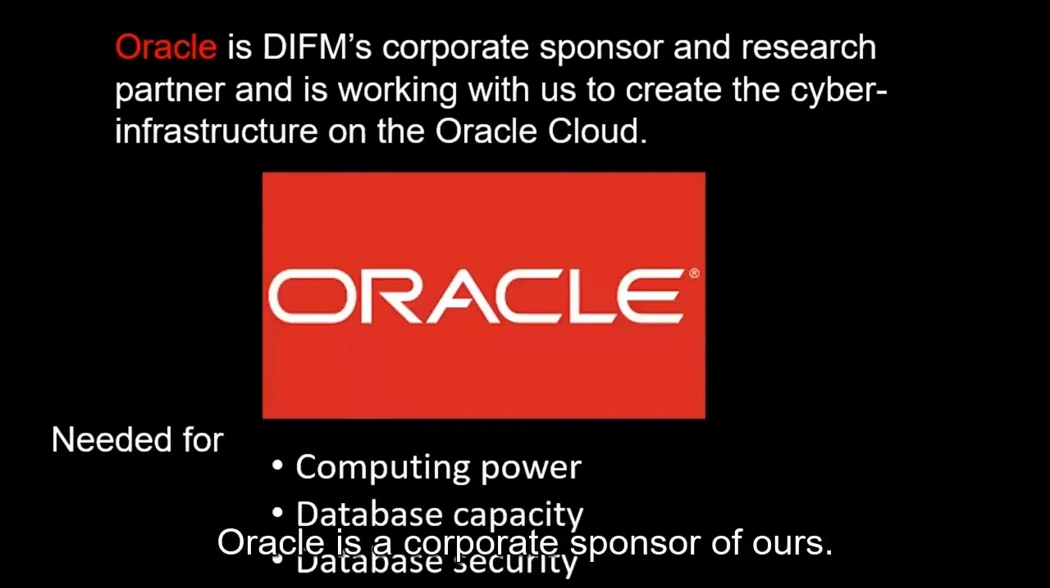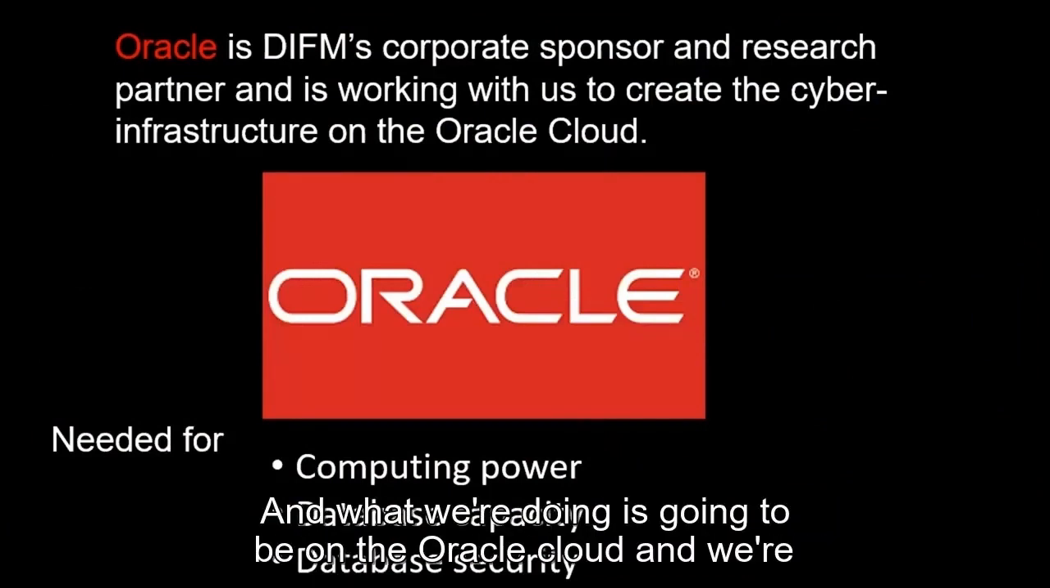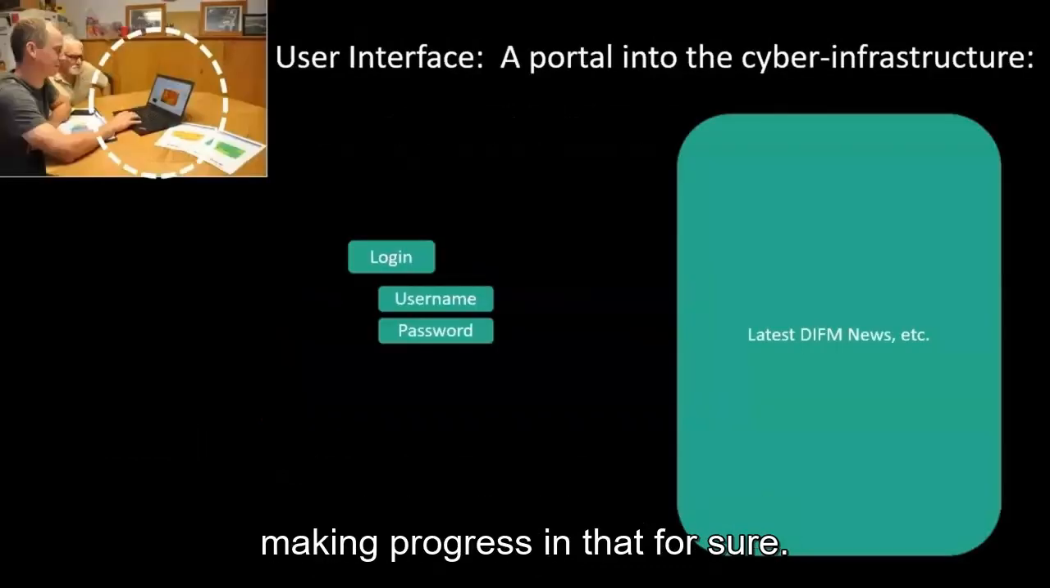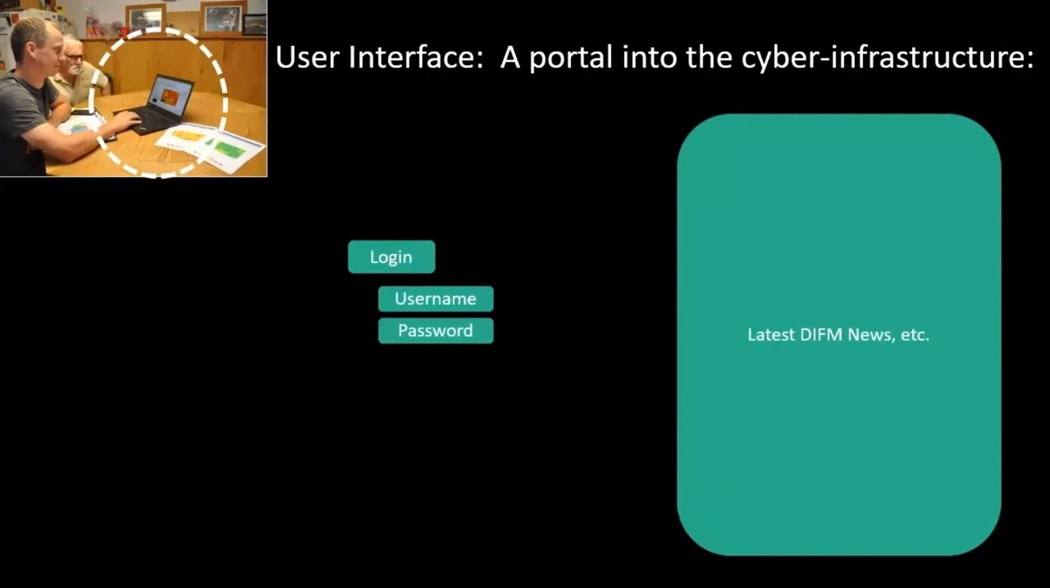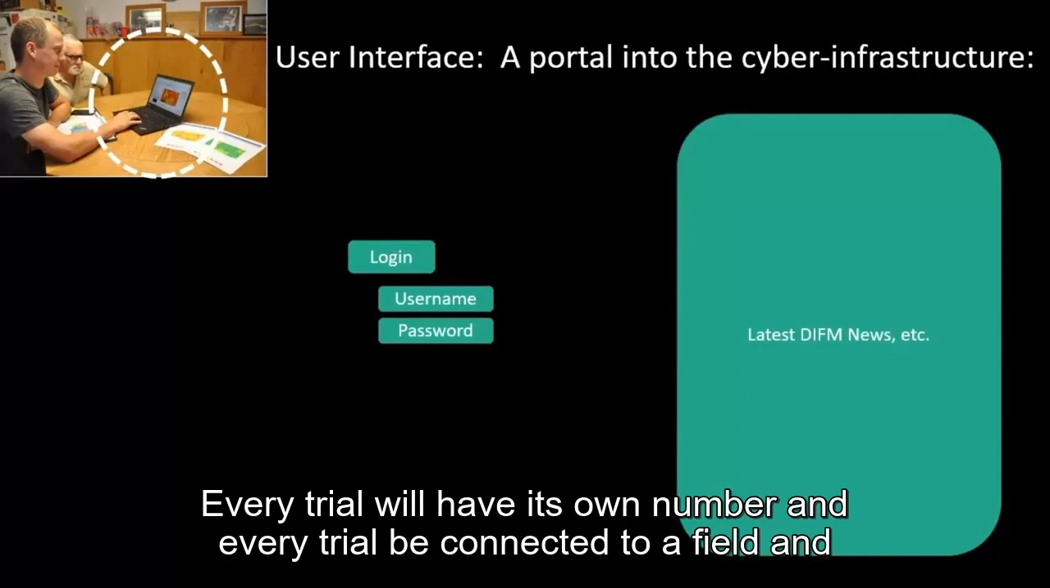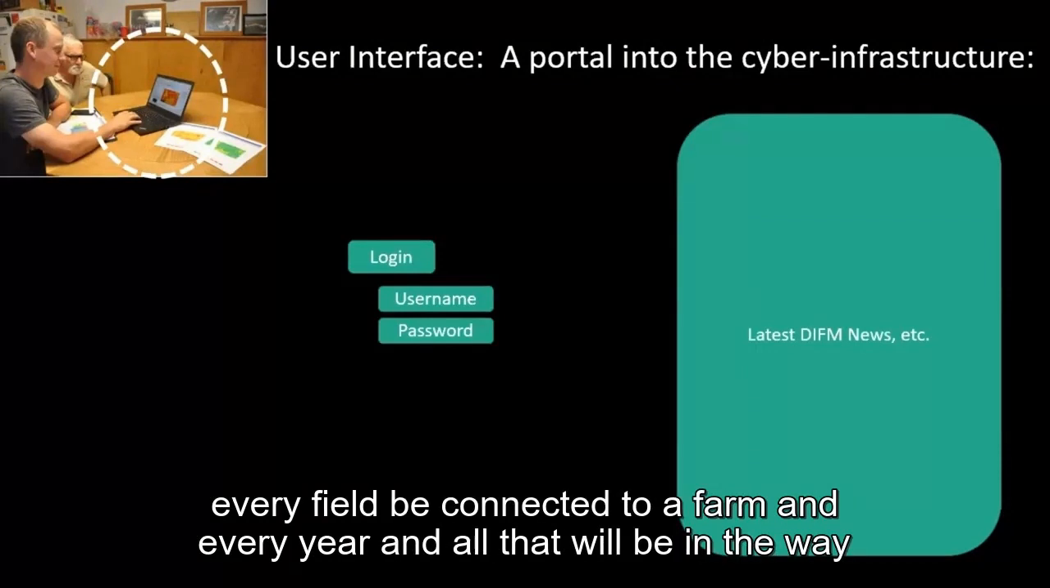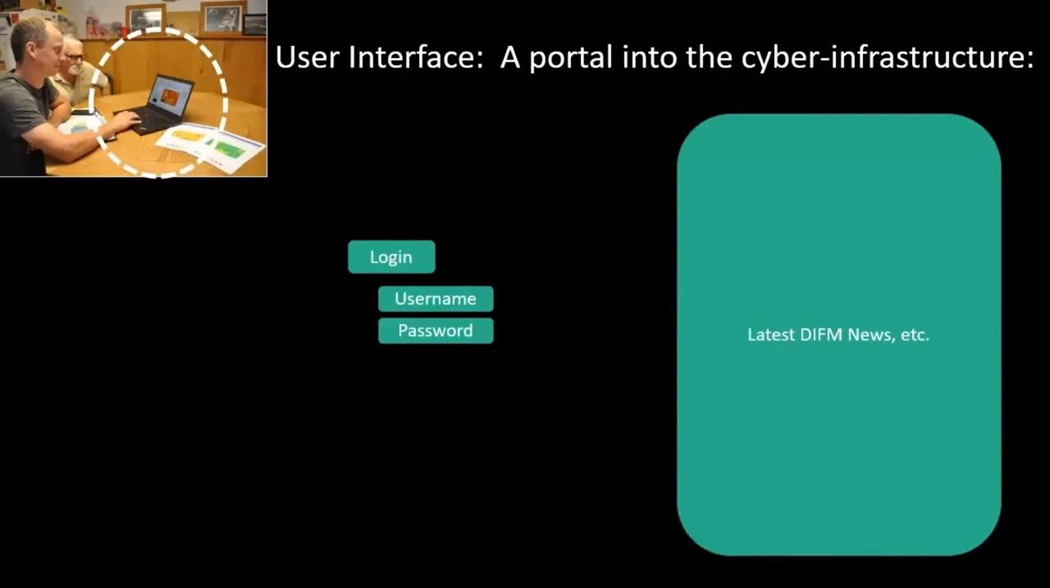Oracle is a corporate sponsor of ours, and what we're doing is going to be on the Oracle Cloud. We're making progress in that, for sure. User interface, you'll see a little of this. This is obviously not the user interface, but login, username, password on the Oracle Cloud. Every trial will have its own number, and every trial will be connected to a field, and every field will be connected to a farm, and every year, and all that will be in the way database people do it in an efficient way.